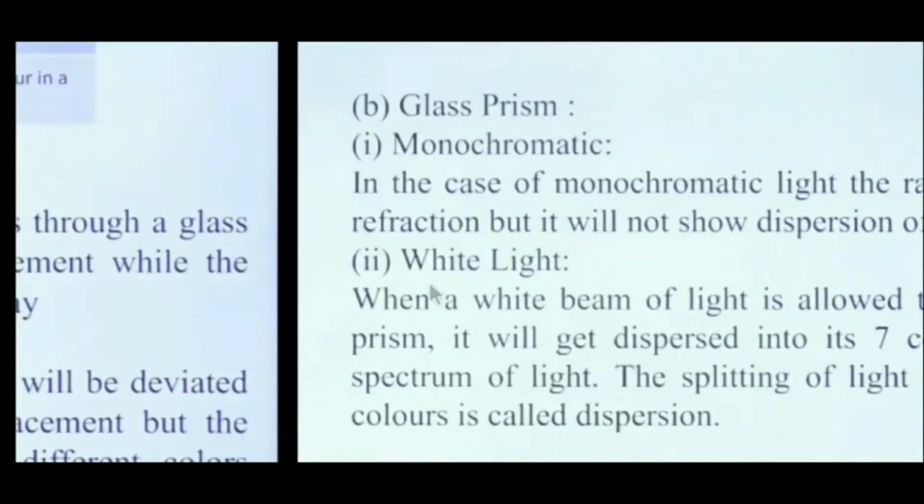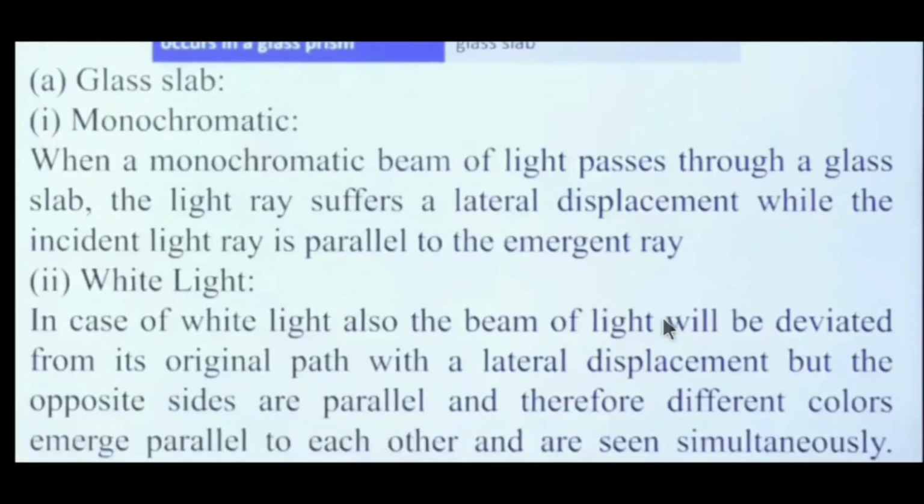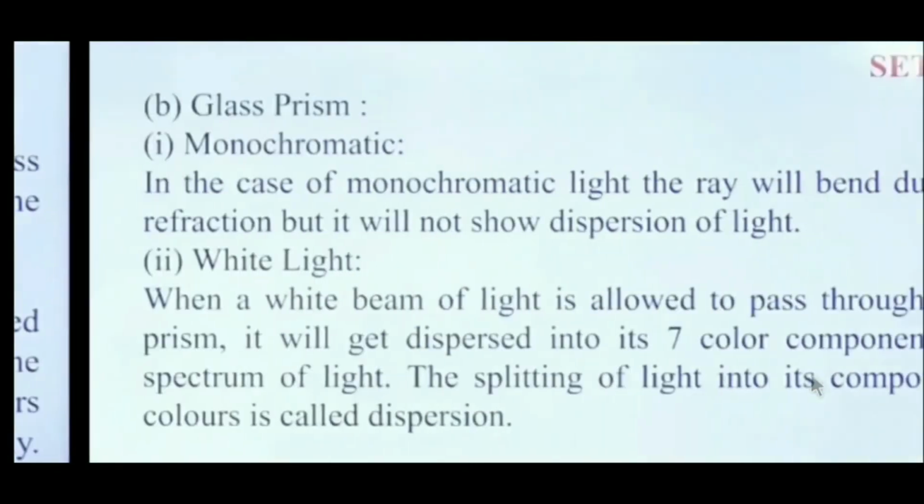Glass slab, monochromatic: when a monochromatic beam of light passes through a glass slab, the light ray suffers a lateral displacement, while the incident light ray is parallel to the emergent ray. And second one is white light. In the case of white light also, the beam of light will be deviated from its original path with a lateral displacement, but the opposite sides are parallel and therefore different colors emerge parallel to each other and are seen simultaneously.